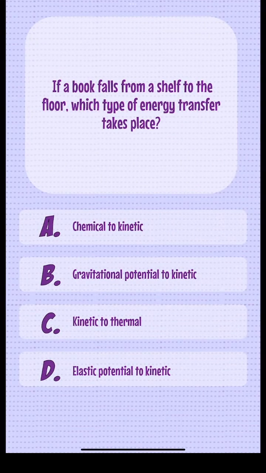Next one, if a book falls from a shelf to the floor, which type of energy transfer has taken place out of these ones? A book falling, it's starting off at a very high height, yes. And it's moving when it's falling. The gravitational potential energy is getting converted into kinetic energy as it gets lower and lower. That's why it gets faster when it moves down.